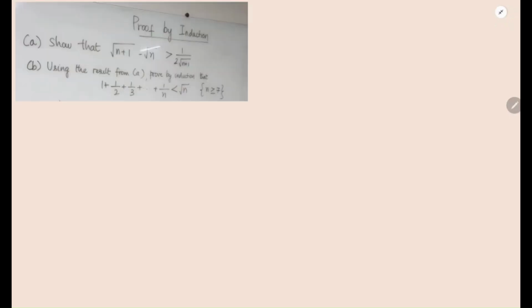I came across this question online. It is a proof by induction question. Part A wants us to show that the square root of n plus 1 minus the square root of n is greater than 1 over 2 square root of n plus 1.